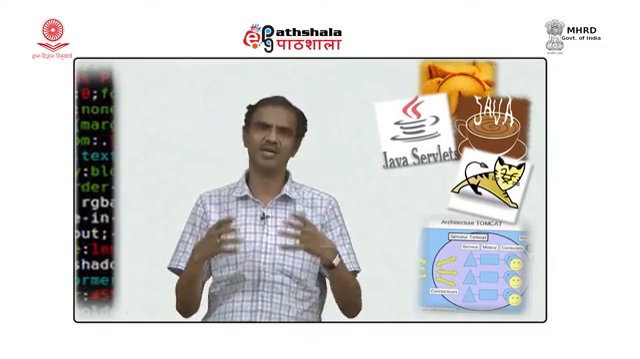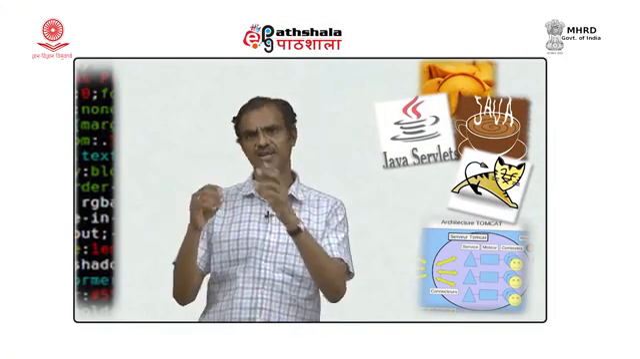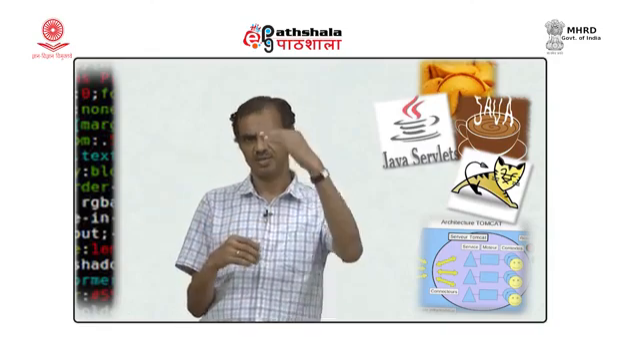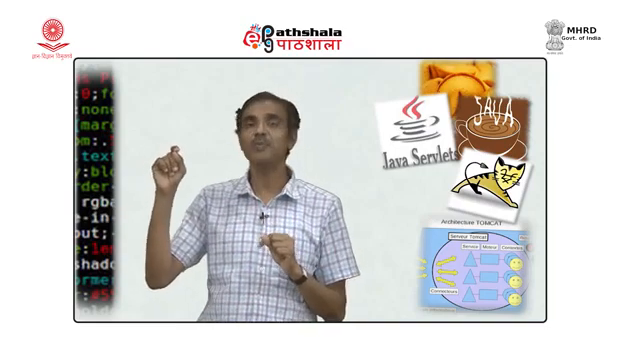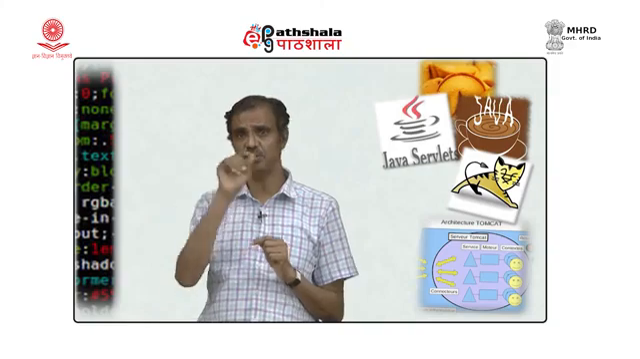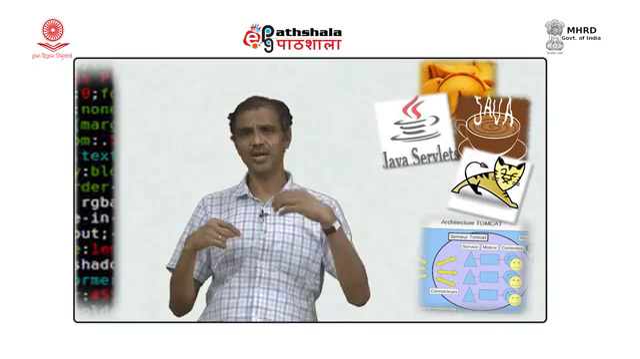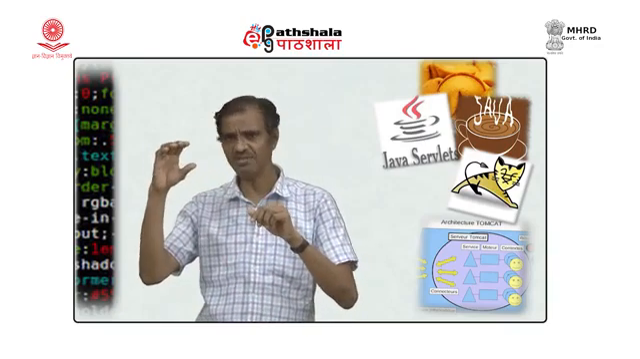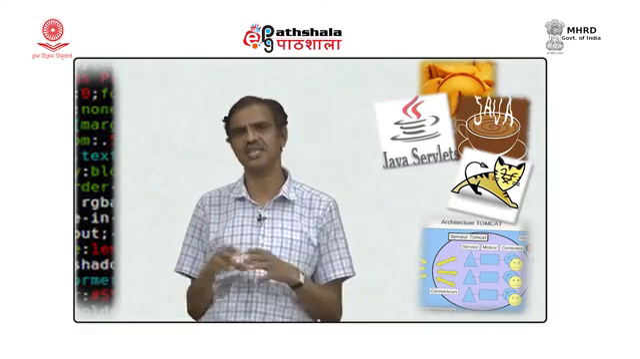Now, coming to the other kind of flow control which we have got, c:if. With c:if we can specify a test. You can say c:if test, and the test would be a Boolean expression. We even have an optional attribute called var. One is you just have this without any body, or you can have c:if with the var, which is optional, and you have a body and then /c:if.